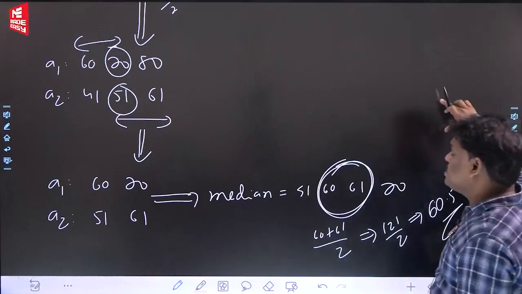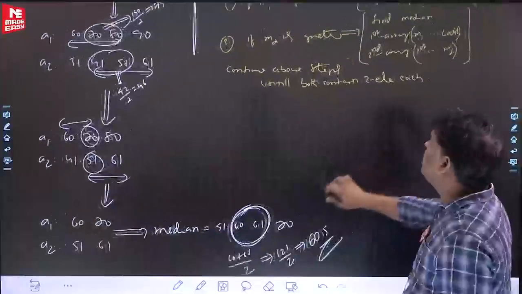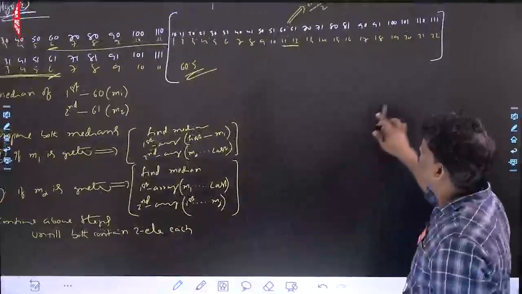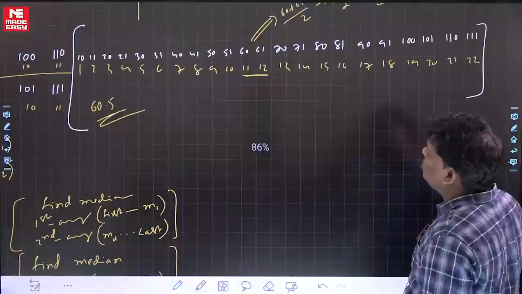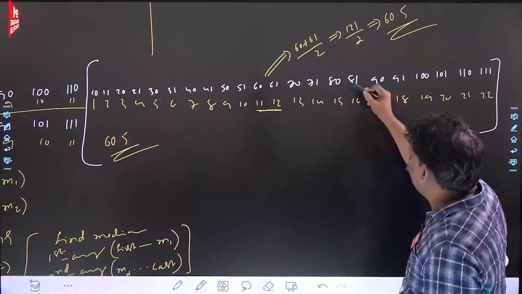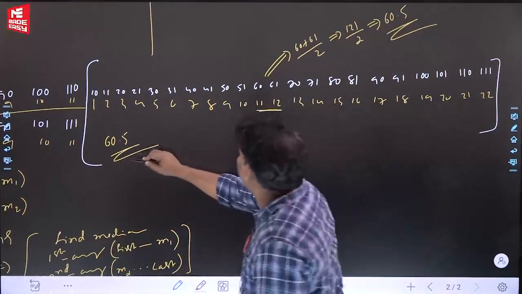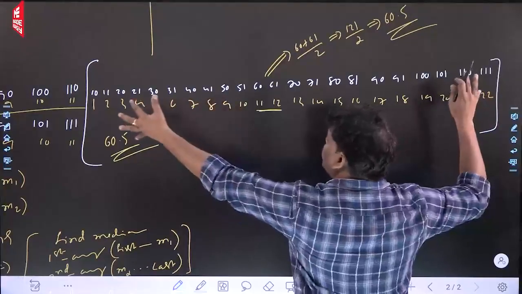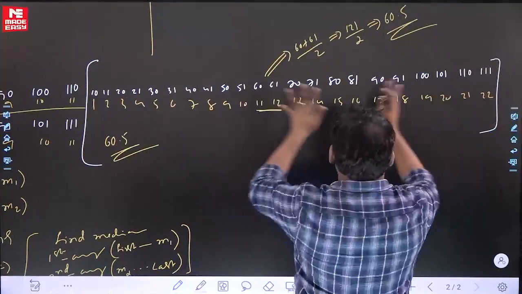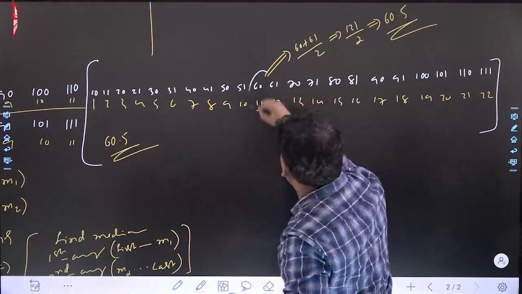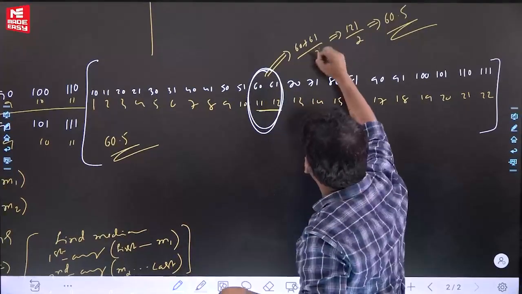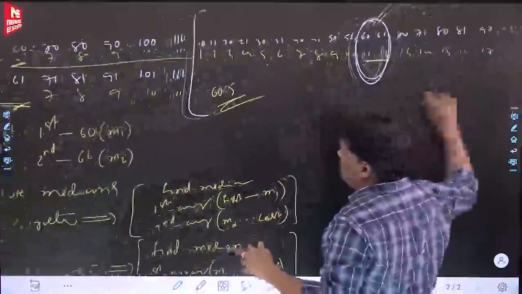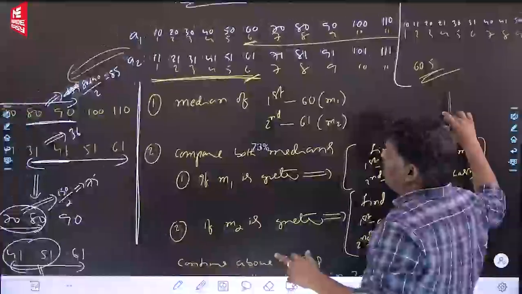Some people are asking, sir, what is the guarantee that it is the correct answer? That is the reason I already did this. In the union sorted array, what is the median? 60.5. I did this manually. Both the sorted arrays, I did the merging. After merging, take the middle two, just do the average, and you got it. The same thing can be done efficiently by one more algorithm.